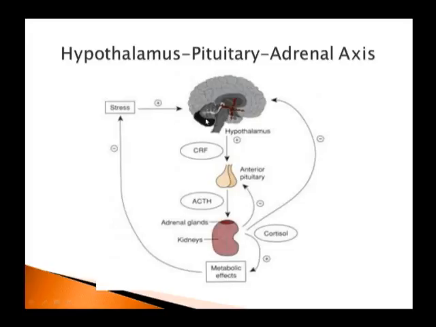So again, this graph here just shows us what's happening. CRF goes down, ACTH goes down, cortisol goes down, and everybody's happy. If there's more stress, the whole event starts all over again.